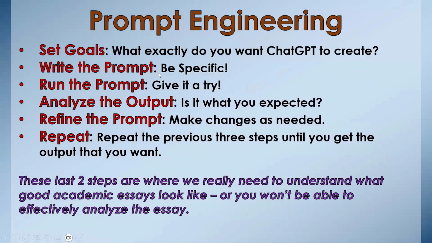that you're looking for. Finally, and this is really important, once you get the output, you need to analyze it. Is it exactly what you expected? And I'll tell you, it's probably not going to be. So you're probably going to need to make changes. To make the changes, you can go back and you can refine your prompt. So you're going to have to look at where your essay falls short and then think about how you can change your prompt to get the output that you're looking for. And then you repeat those steps until you get the output that you're looking for.